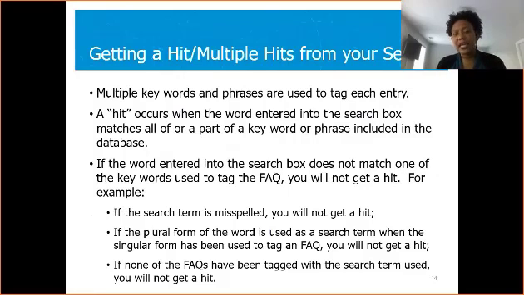The way the database is set up is each entry, every question and answer, every FAQ, is tagged with multiple keywords and phrases. A hit occurs when what you put in the search box matches all or any part of the keyword. So, for example, if in the search box you put continuing review, any record that we have tagged with continuing review document, continuing review process, anything that has continuing review in there will come up.